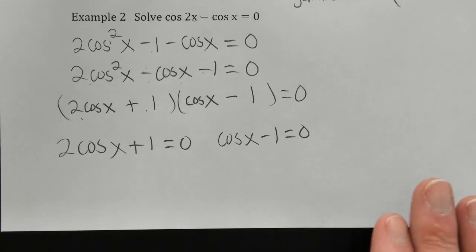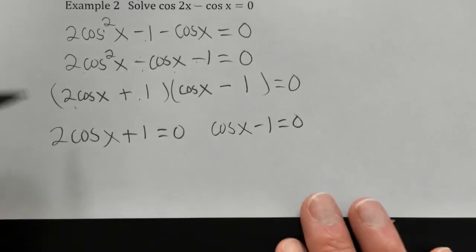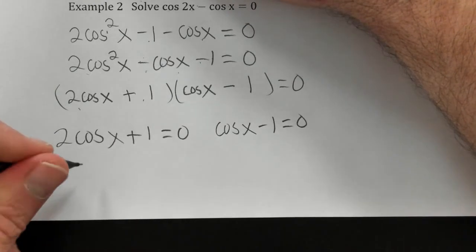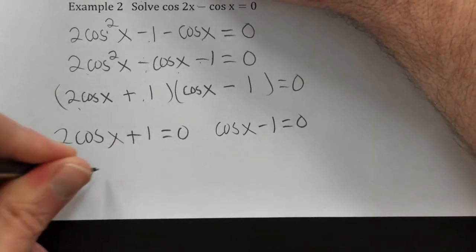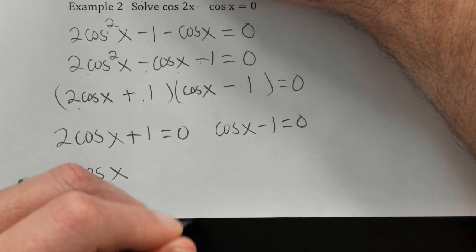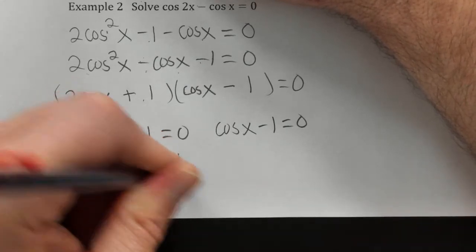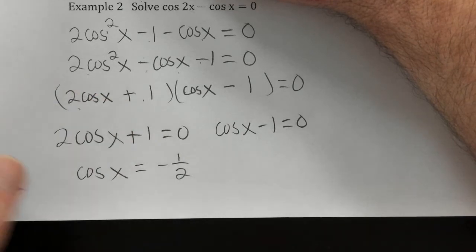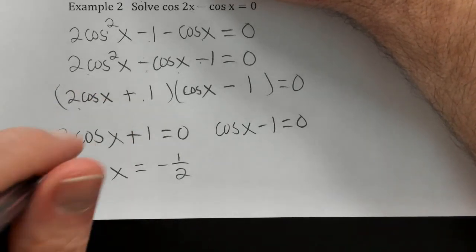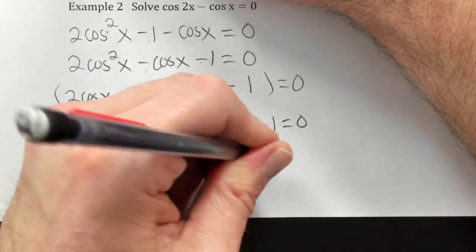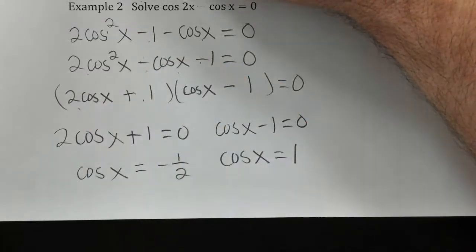We can solve each one of these now. And so once we do, this would be cosine x equals negative 1/2. When I move the 1 over, it'll change the negative and divide by 2. So there's one equation. And the other one, when I move this over, would be cosine of x is equal to 1.